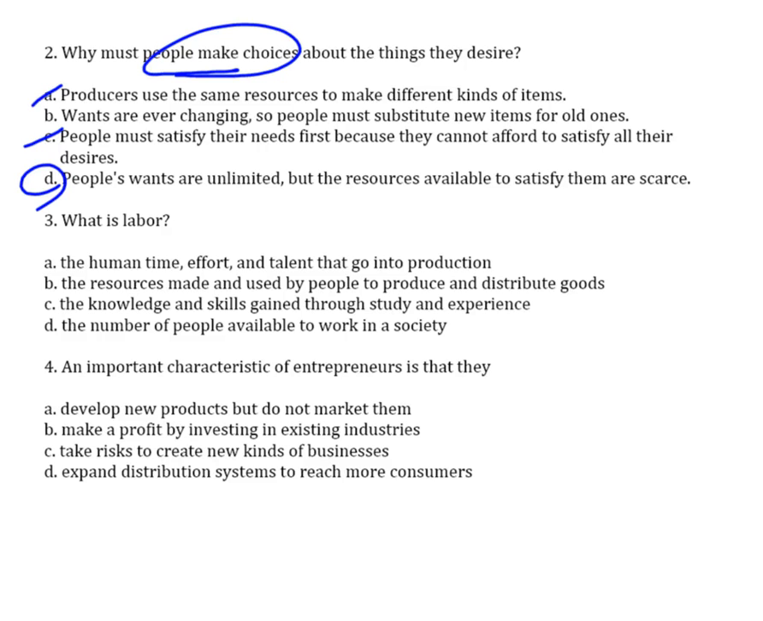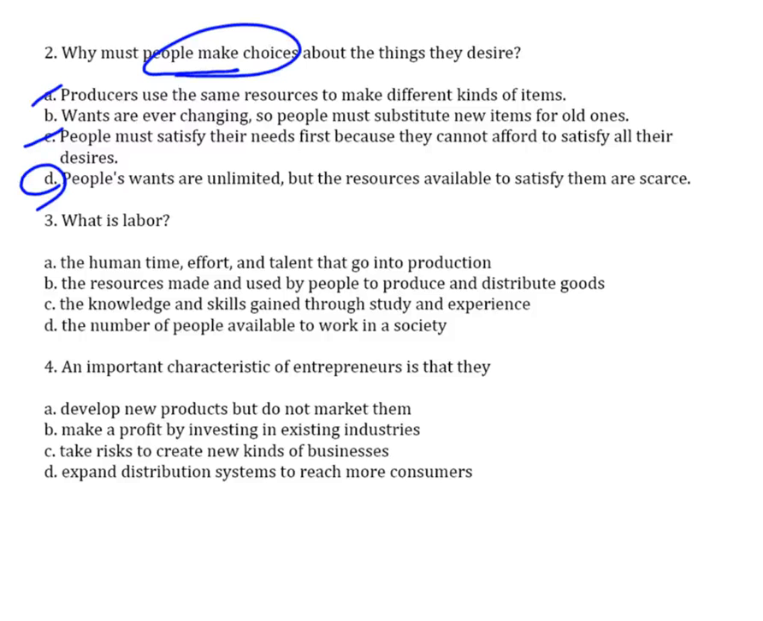All right, what is labor? The human time, effort, and talent that go into production, the resources made and used by people to produce and distribute goods, the knowledge and skill gained through study and experience, the number of people available to work in a society. You know the drill. Pause, get rid of 2, choose your answer, and come back.